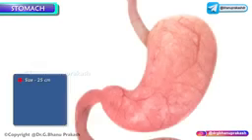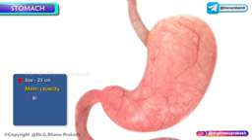The size of the stomach is approximately 25 centimeters long in adults, and its mean capacity differs, that is 30 ml at birth, 1 liter at puberty, and approximately 1.5 to 2 liters or more in adults.